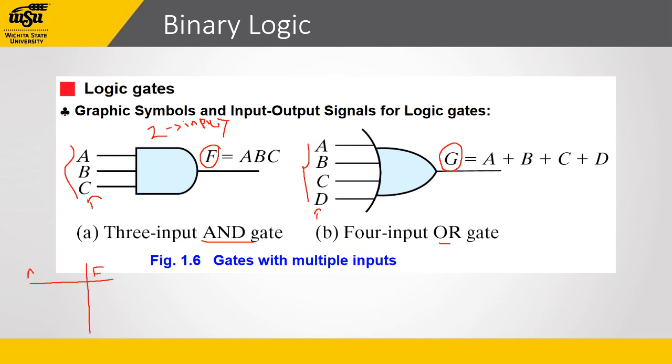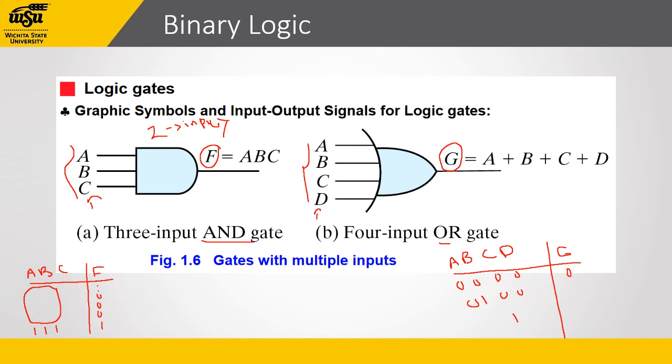You can just imagine that for the AND gate, f is equal to 1 only and only if all 3 inputs are equal to 1. In any other cases, it's equal to 0. And for the OR gate, G, which is the output, is equal to 0 only in the case that all 4 are 0. If only one of them is equal to 1, G would be equal to 1.